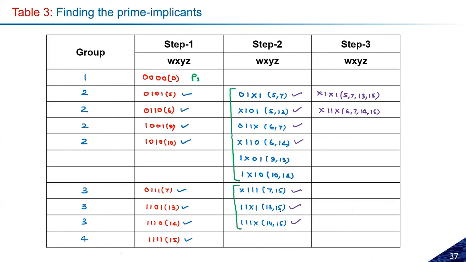6, 13, 14, 15? Yeah, this one with this one, this is not possible. 6, 14, 14, 15 is not possible. Okay, then I have to consider the last two, like 9, 13 with 7, 15. Which of the other remaining combinations are possible with 9, 13?